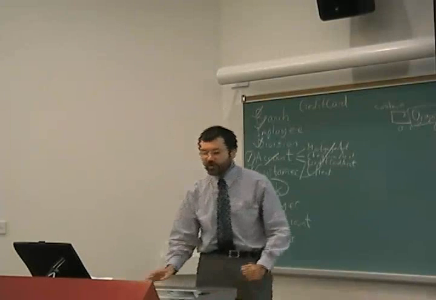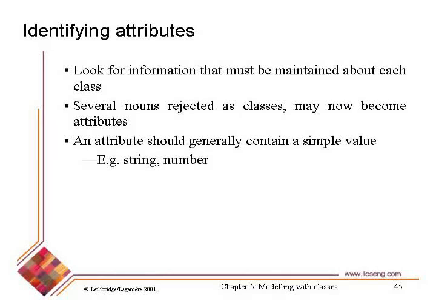With attributes, you're going to look for information that's simply maintained in each class. Again, simple strings. A lot of the things which are nouns that don't become classes end up being attributes. Okay, so things like address and name and description, they're simple strings. Things like account number are simple numbers. They're also nouns, but they end up being attributes instead of classes per se.